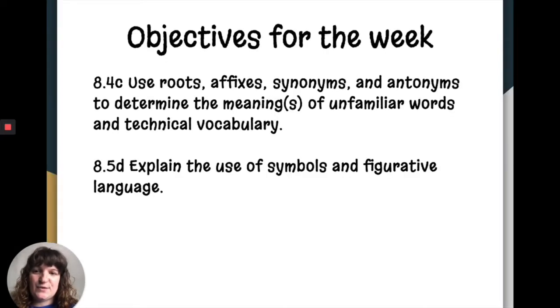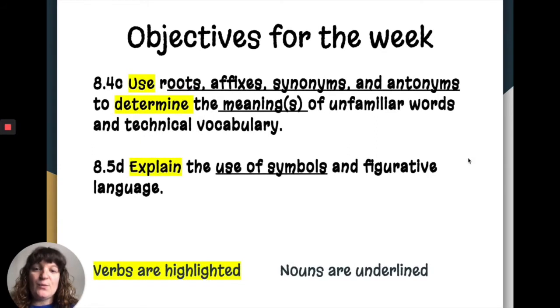Our objectives for the week were 8.4C and 8.5D. So by the end of the week, we should be proficient in using roots, affixes, synonyms, and antonyms to determine the meanings of unfamiliar words and technical vocabulary, and also explain the use of symbols and figurative language. I hope that after we've worked through those 3 texts, you feel confident that you can do 8.5D, and after your practice worksheets, you can do 8.4C.